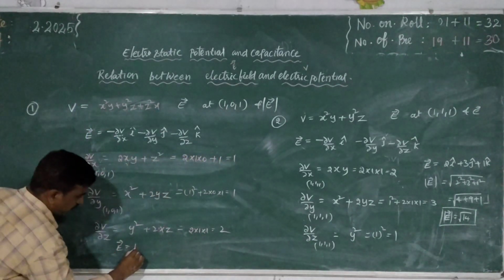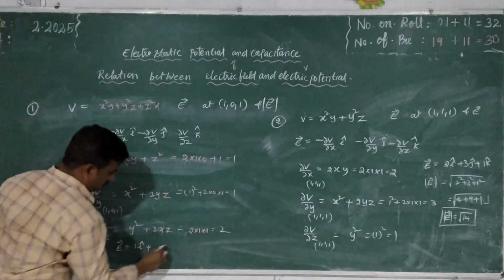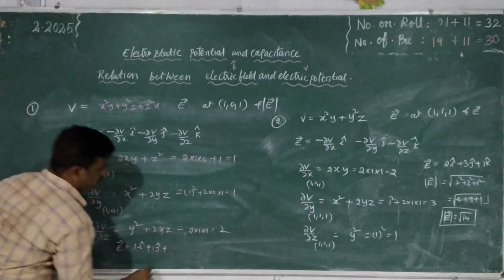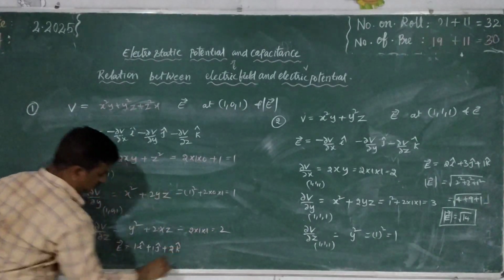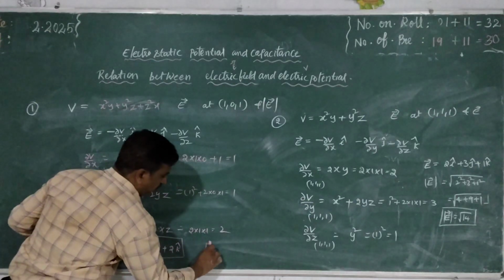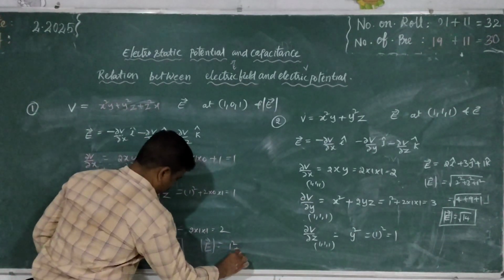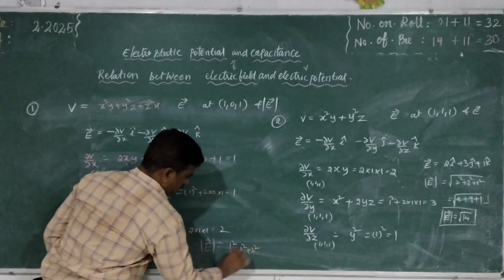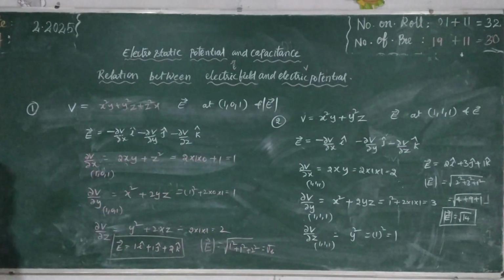So 1 i cap plus ∂V/∂y, 1 j cap plus ∂V/∂z, 2 k cap. It is the electric field. Yes? We want the magnitude of the electric field. So it means 1 square plus 1 square plus 2 square. What do we get now here? Root 6. This is the magnitude of the electric field.